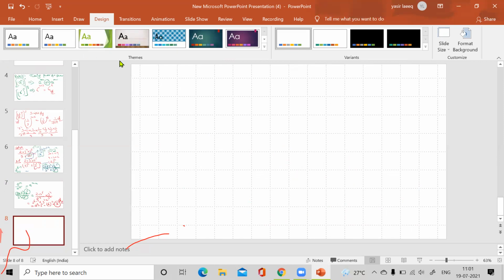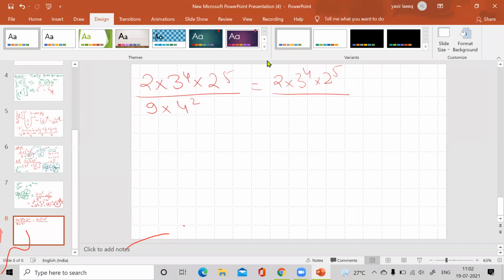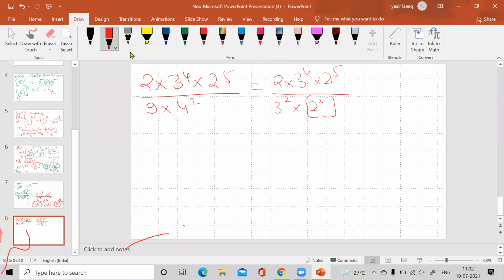Again, I am telling you, 2 is there, 3 to the power is there, and 2 to the power 5 is there in the given question. In the denominator, this is 9, this is 4 to the power 2. We are writing the same as the numerator, because we cannot make any change here right now. This 9 can be written as 3 to the power 2, is it clear? And this 4 can be written as 2 to the power 4.